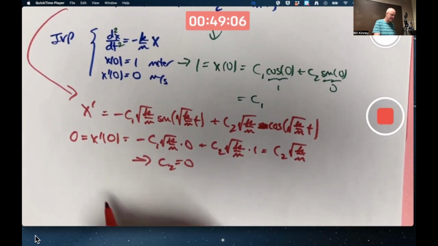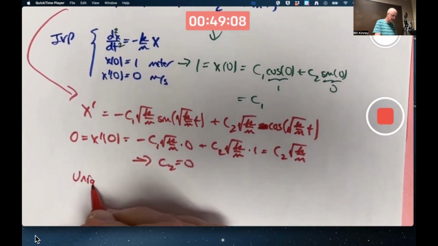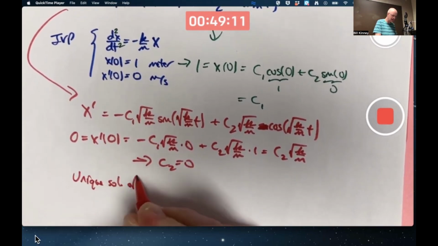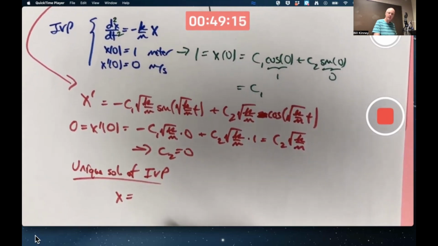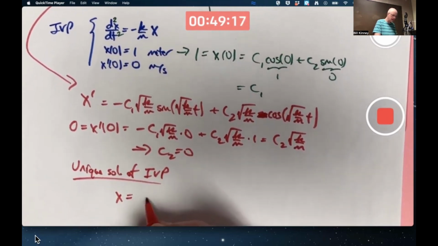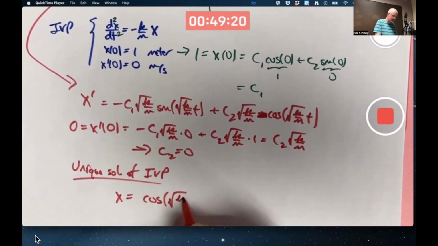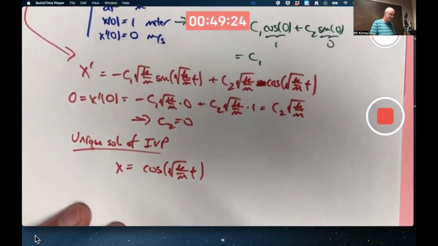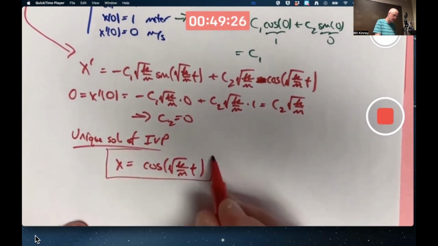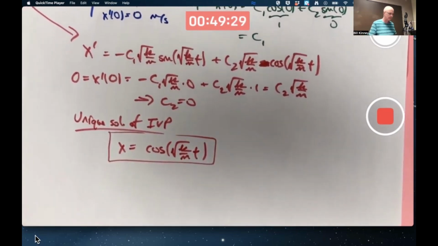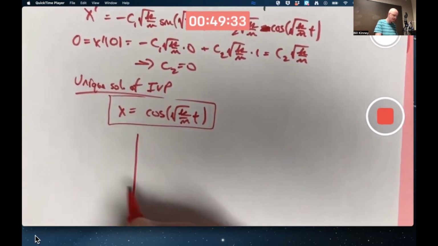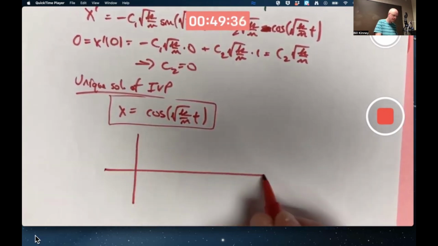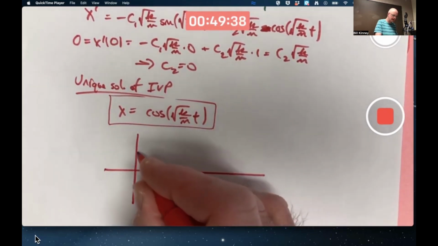Once we've got these constants, the unique solution of the IVP is x equals C1, which was 1, times cosine of square root of k over m times t. And C2 was 0. That's it. That is the one function that solves the initial value problem. What does its graph look like? Its graph looks like this.